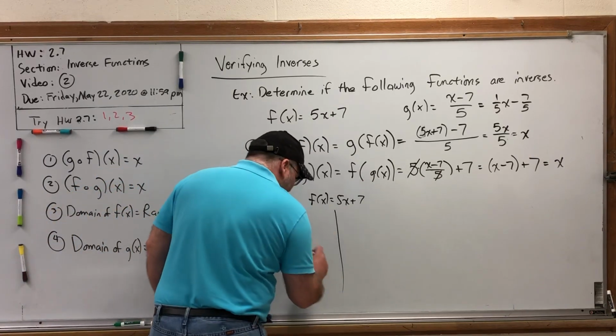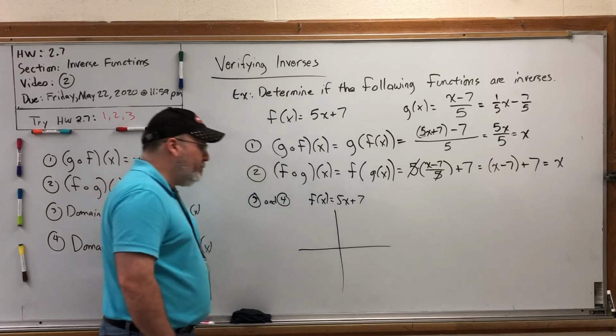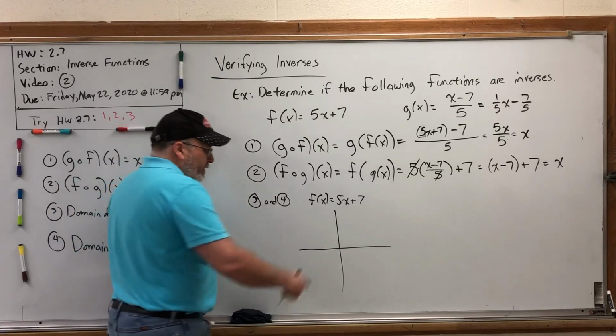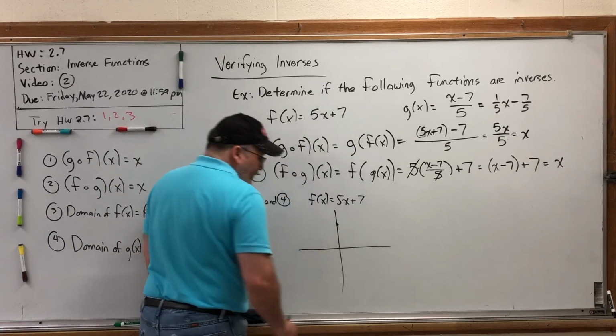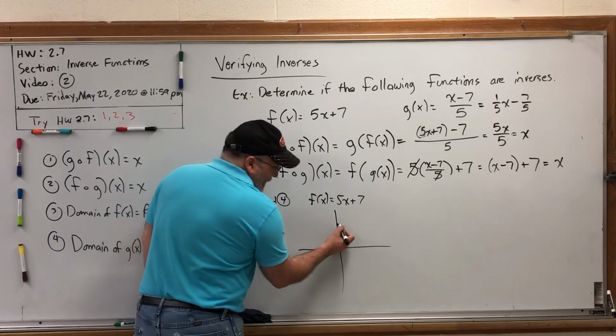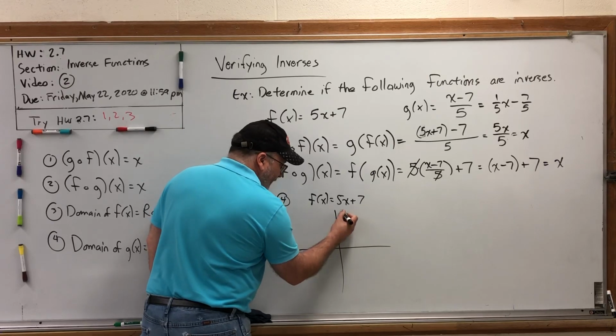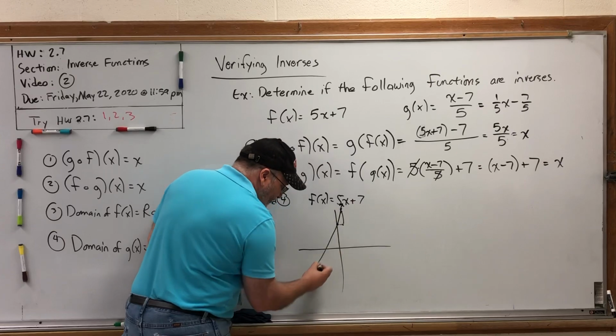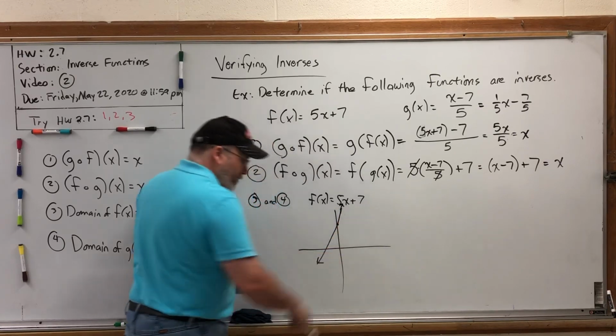Now, our graphs don't have to be super accurate, they just need to be good enough to be able to determine the domain and range. This graph would have a y-intercept of 7, the slope would be 5, so we could run 1 and rise 5, and put a dot up there somewhere. So we would get a fairly steep, but not quite vertical line.